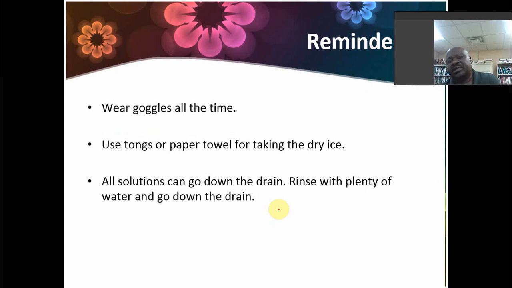Wear your goggles at all times. And in the case where you'll be handling dry ice, make sure you use tongs because it is very cold. And for this lab, for sure, all solutions can go down the drain. Just rinse with plenty of water.